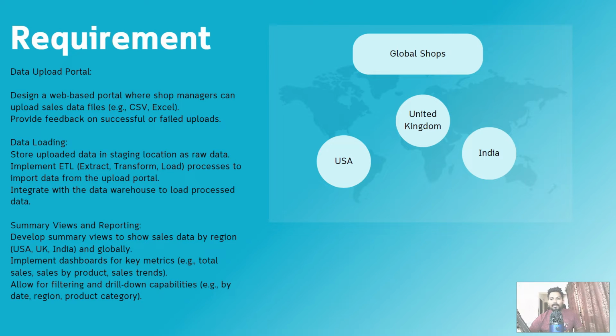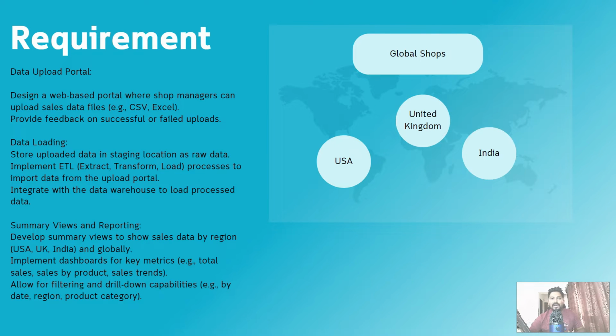So whoever will be the sales managers or the CEO of the company, they can check, okay, India is bringing more revenue, UK is bringing less revenue, or how many orders were placed in India this month, how many orders were placed in USA, which city is bringing more revenue. All these analytical decisions they can take, and they can increase their sales or increase their market for the particular country. So that is the complete requirement we got.